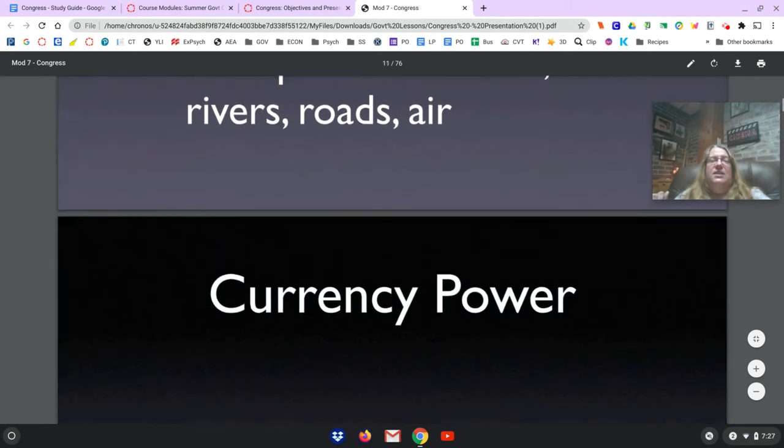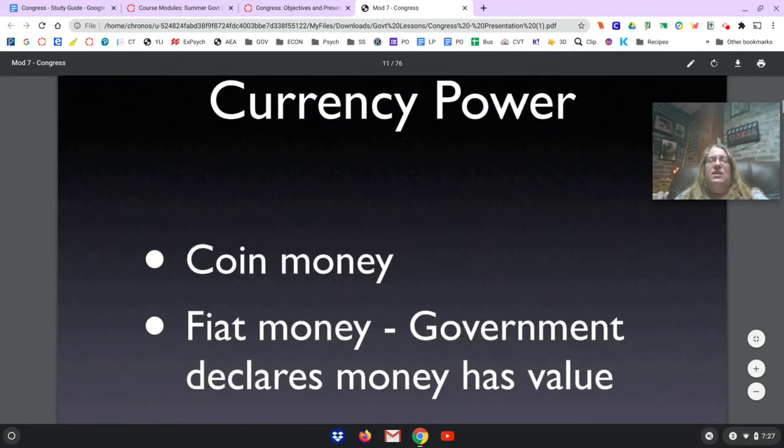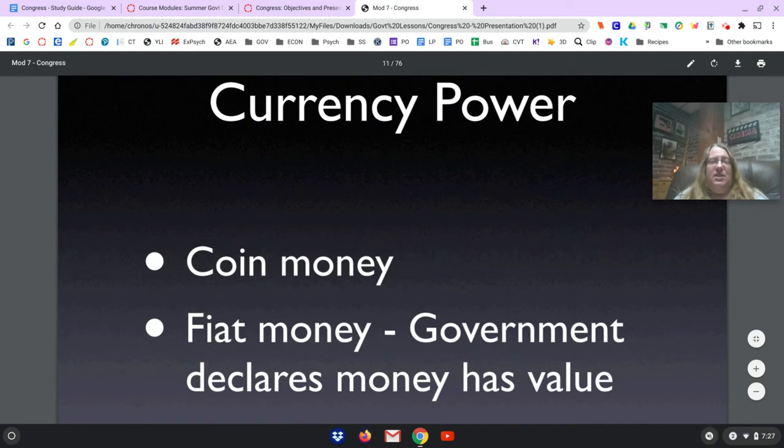The next category of a delegated power is currency, and currency means making sure our money is what we say it is. So yes, in Article 1, Section 8, we do go after counterfeiters because we have to make sure our money has value and people are willing to take our money, our currency, worldwide.